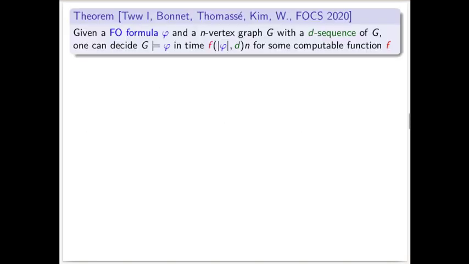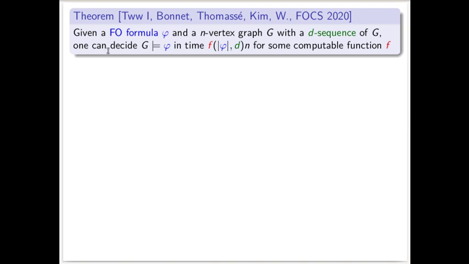So in twin width 1, we proved the following very general result, that first order model checking is FPT parameterized by the size of the formula and the twin width of the input graph if a contraction sequence is given in the input.